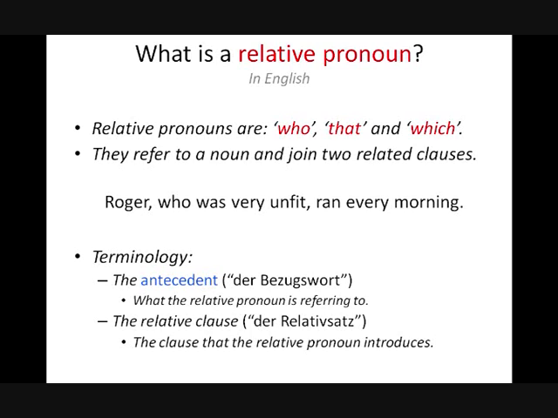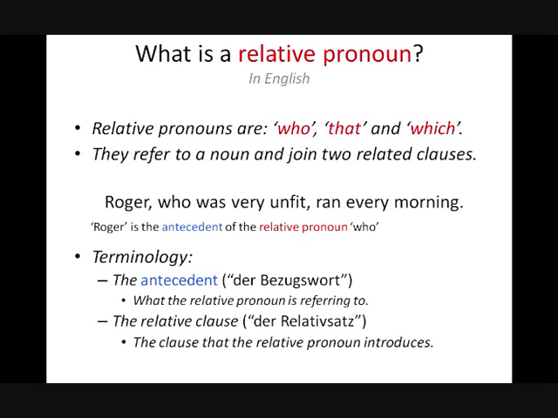Here's an example for you to try. Roger, who was very unfit, ran every morning. So what's the relative pronoun in this example? Well, the relative pronoun is who. Who is one of our relative pronouns. What is the antecedent of our relative pronoun who? What is who referring to? Roger, who was very unfit, ran every morning. Our relative pronoun is referring to Roger. So Roger is the antecedent of the relative pronoun who.